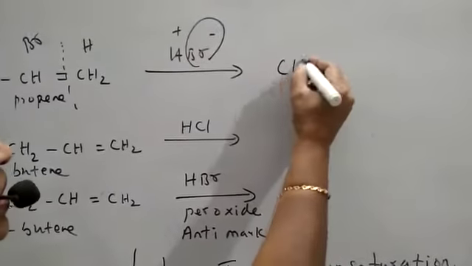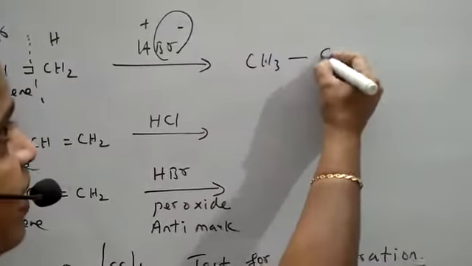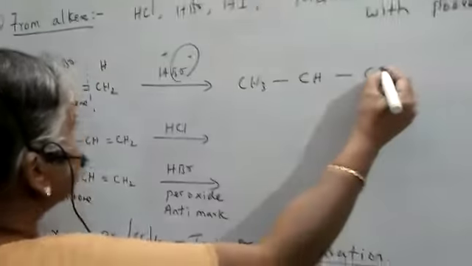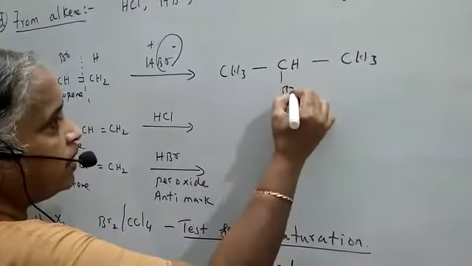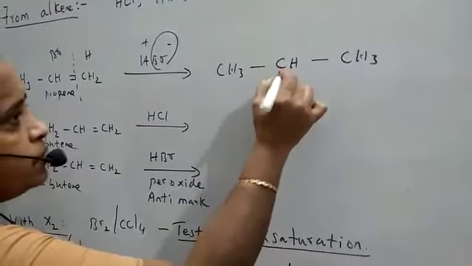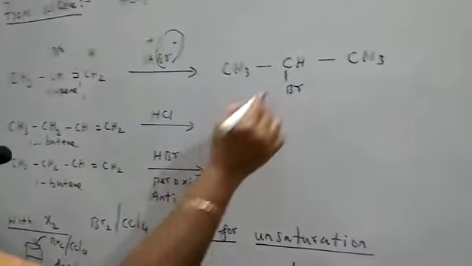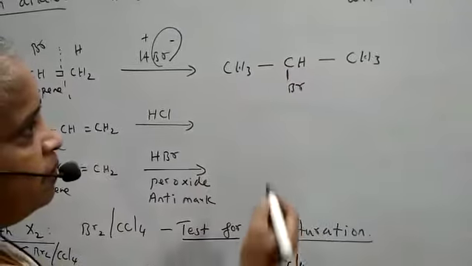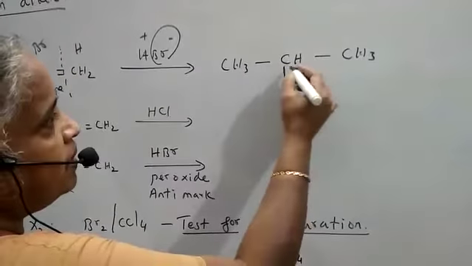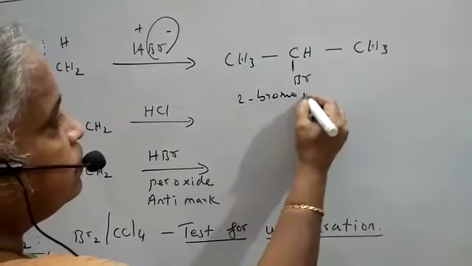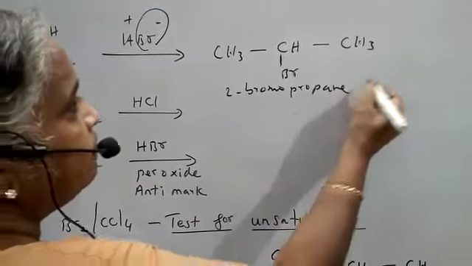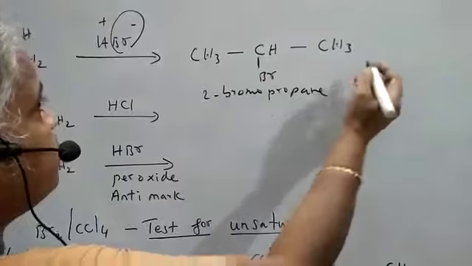While you are writing, just put your finger and write like this: CH3, CH with Br, CH3. Whenever you are writing, keep this position easy for you to follow. Check the valency of carbon. Now coming to the naming of the compound, the position is 2. So it is called 2-bromopropane.